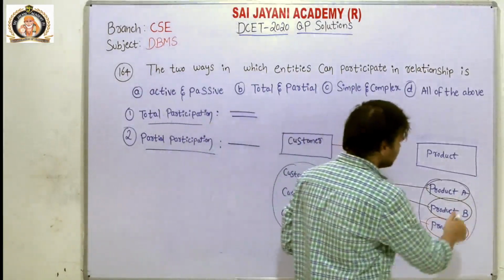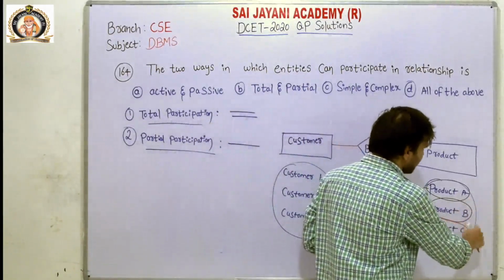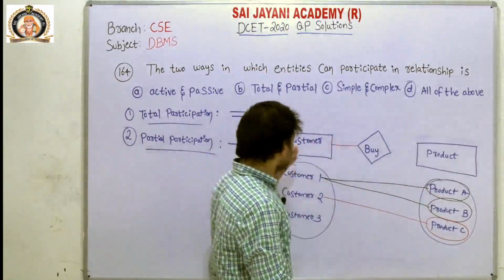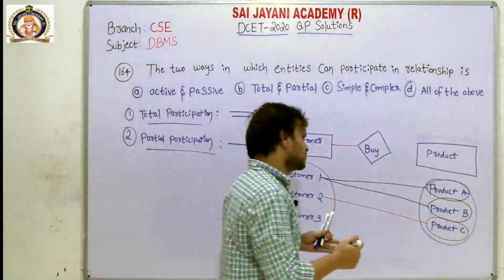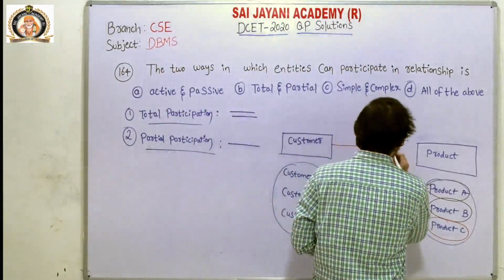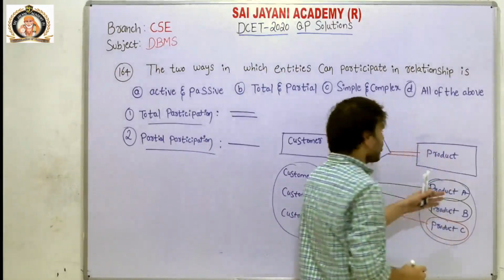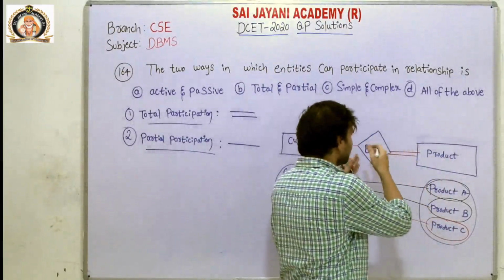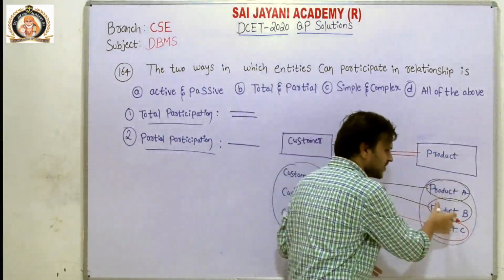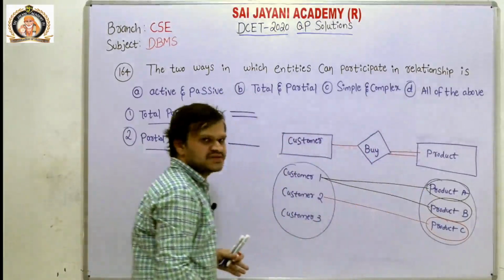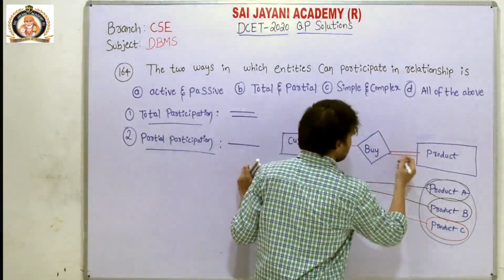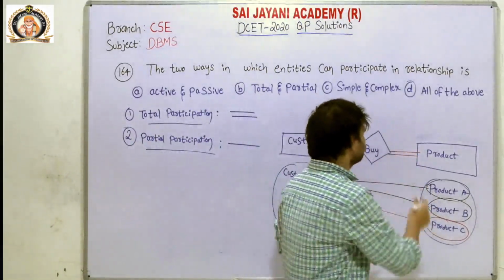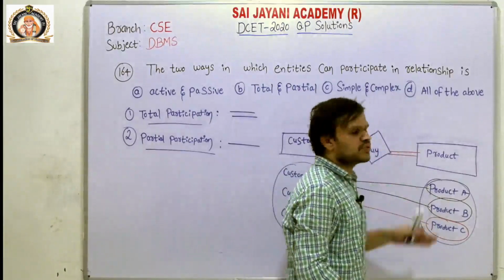Similarly, here the product A, product B and product C, all these products are bought by the customer 1 and 2. So this is indicated by double line. Why? Because all these products must compulsorily participate in a relationship. That means all these products are bought by the customers, so we are indicating double line. We are representing the double line between buy and product.